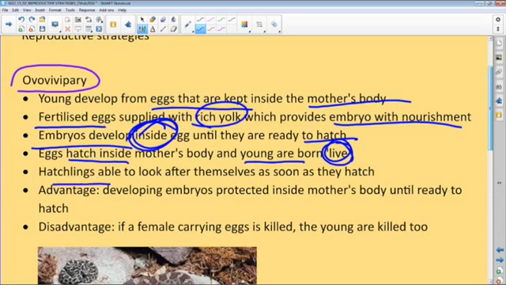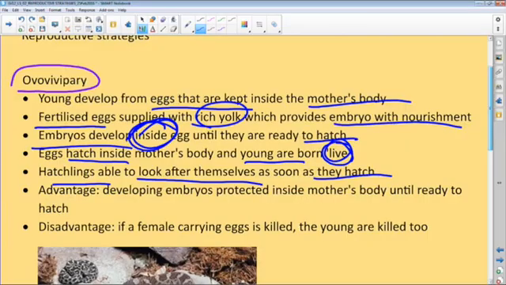Hatchlings are able to look after themselves as soon as they hatch. Now, if you look at a snake and that thing comes at you and it's a baby, it's normally got more venom than the parent because it needs to protect itself. Then the second last one, the advantages of developing embryos protected inside the mother's body, well, of course, until ready for hatching. If it's inside, the mother's going to protect it. The disadvantages, if a female carrying eggs is killed, the young are killed as well. Same as a mother carrying a child. Mother's killed, so are the babies.